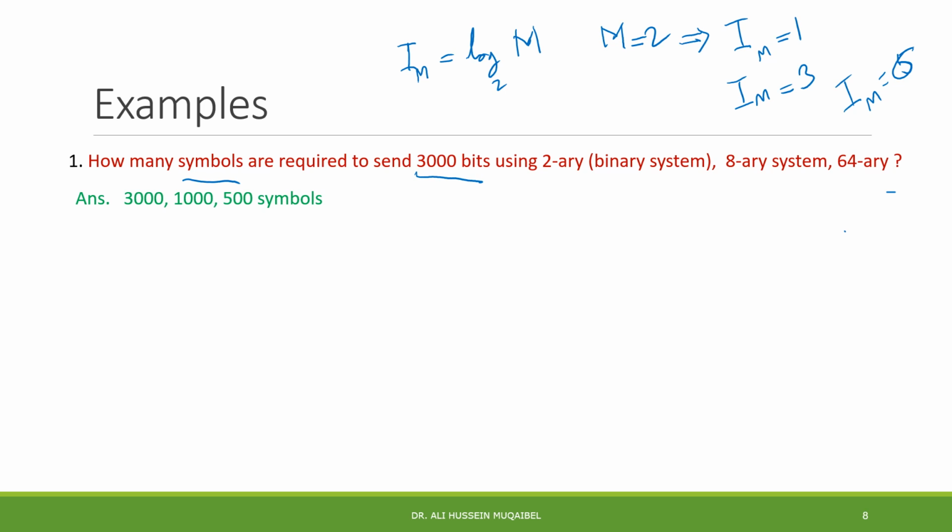Okay, so you divide by 6, and you get 500 symbols. The second question says this. Consider this as a practice. It says, what is the average power required for the 16-ary multi-amplitude case?